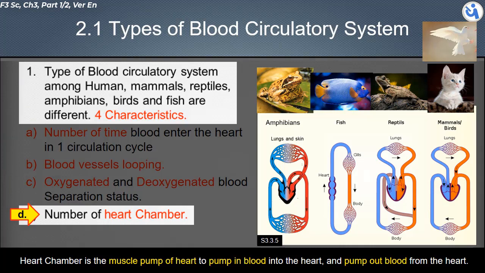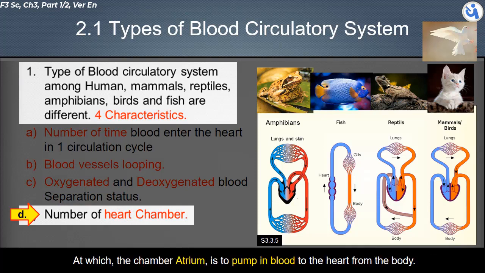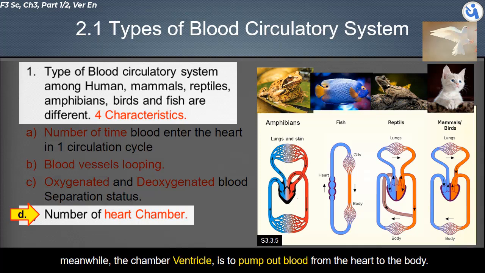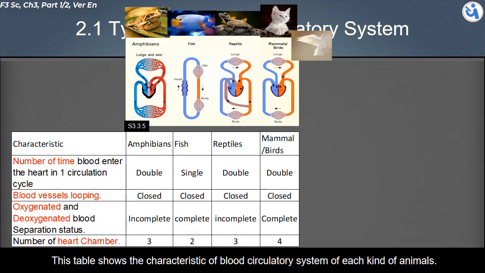Heart chamber is the muscle pump of the heart, to pump in blood into the heart and pump out blood from the heart. The chamber atrium is to pump in blood to the heart from the body. Meanwhile, the chamber ventricle is to pump out blood from the heart to the body. This table shows the characteristics of the blood circulatory system of each kind of animal.